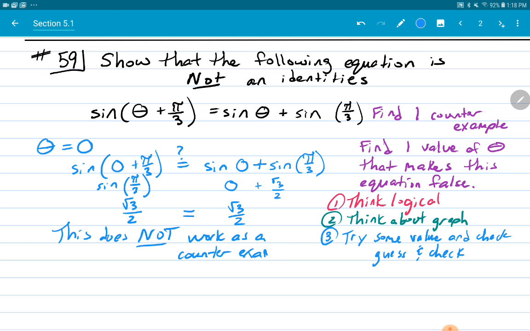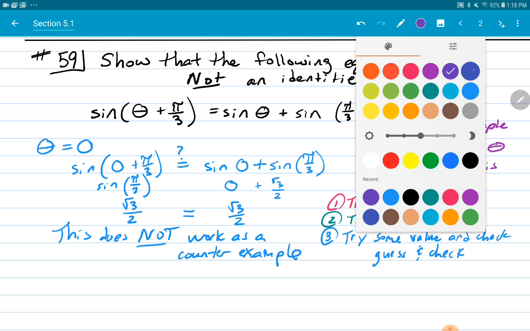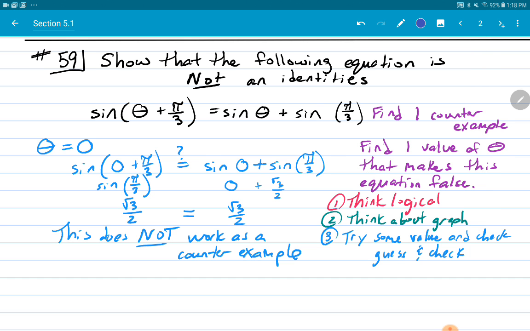That doesn't prove that it's an identity. It doesn't prove that it's always true. It just means I haven't found a counterexample yet. So I'm going to try another one. So let's try something else that's also easy to calculate. And let's see. Let's do, like, what if I make this whole thing pi? So what if I let theta equal 2 pi over 3?